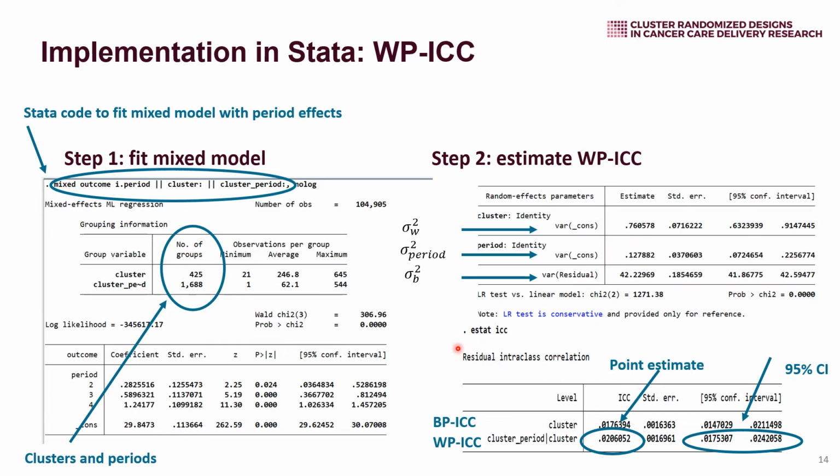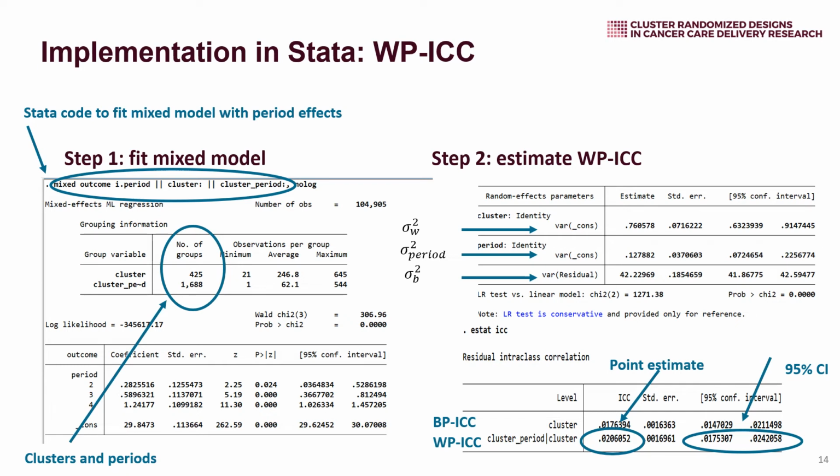Now if we run the function estat ICC, then Stata will give us some estimates of correlations and 95% confidence intervals. The language that Stata uses is not terribly informative, but the ones it actually provides us with are the between period ICC and the within period ICC. One of these is important for our sample size calculations: the within period ICC. So we've got a point estimate and a confidence interval. That's the estimation of the within period ICC.